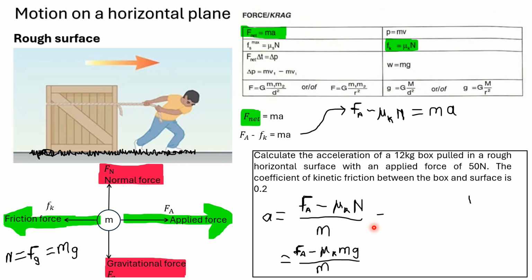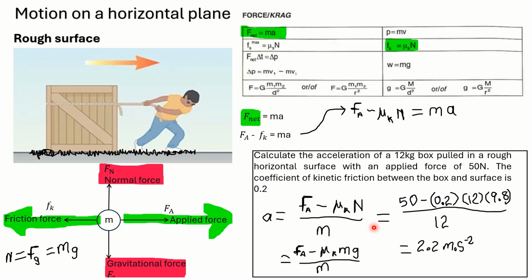From there, it's just a matter of substituting. We know that F applied is 50 Newton, minus we know that mu is 0.2 multiplied by 12 multiplied by 9.8, divided by 12. So from there, we press a calculator and find the answer being 2.2 meters per second squared.